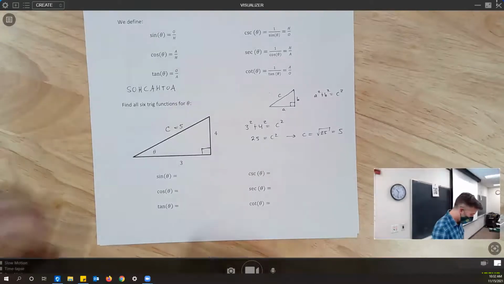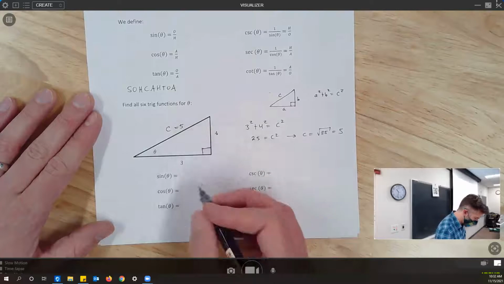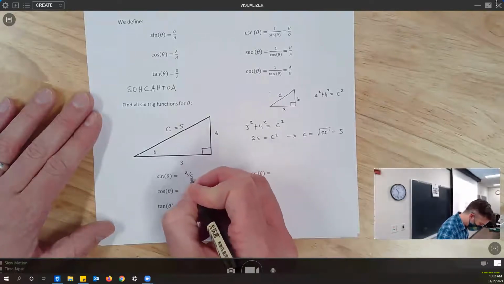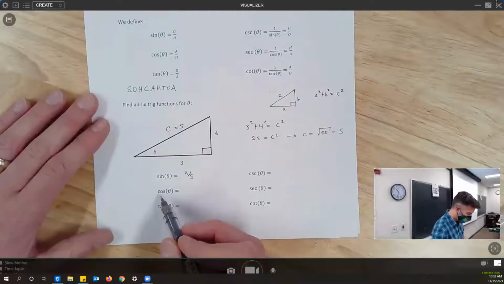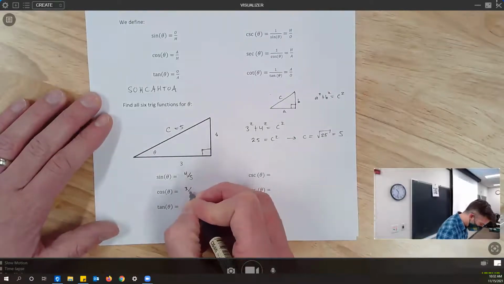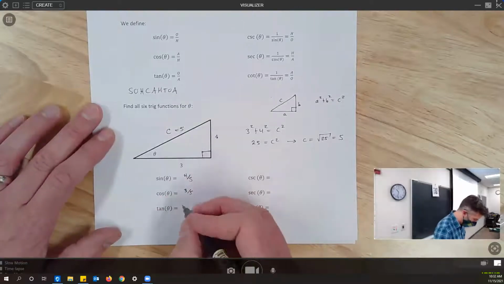But yes. So sine of theta is the opposite over the hypotenuse, which is going to be 4/5. I do recommend leaving things as fractions unless, you know, you could change this to 0.8 if you really wanted to. I don't recommend it. Cosine theta is going to be 3/5. Tangent of theta, which is opposite over adjacent, is going to be 4/3.